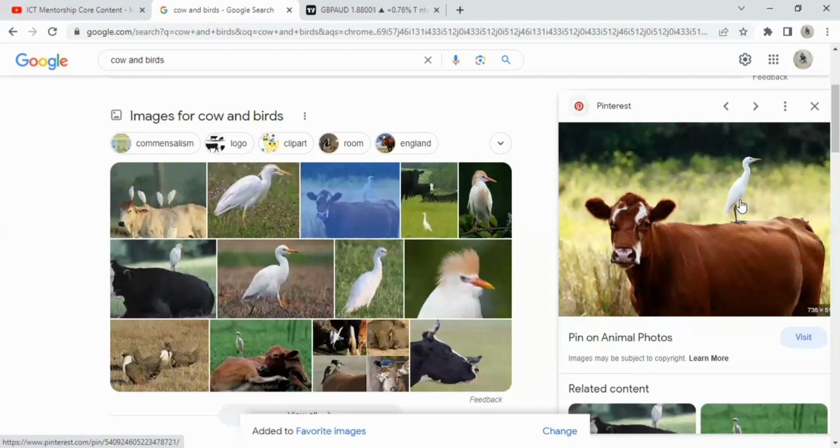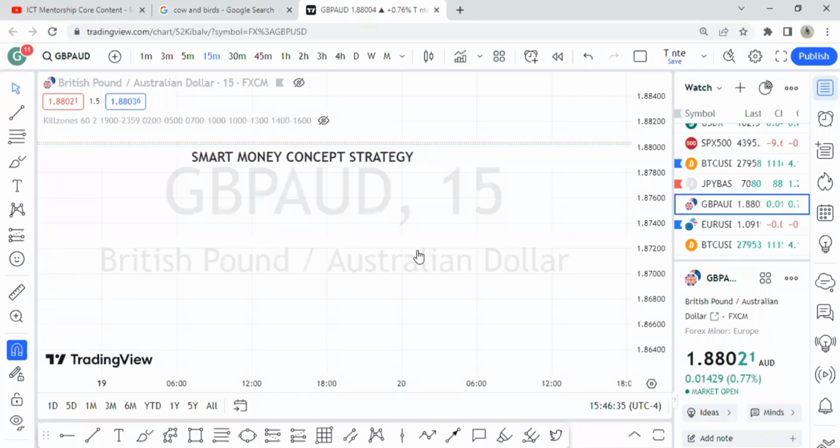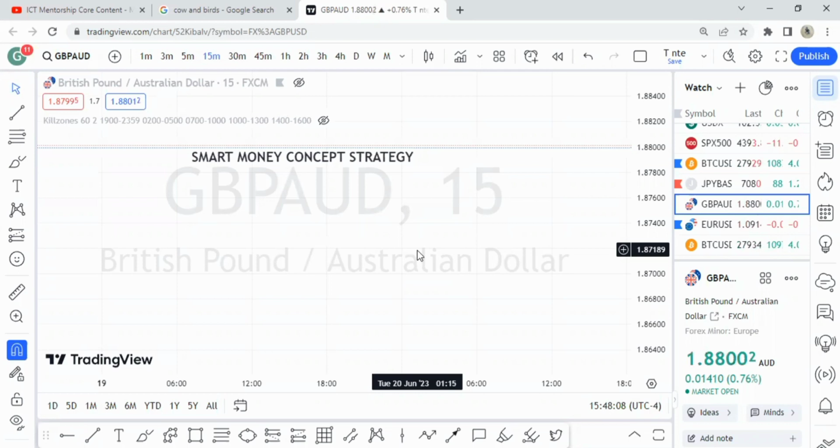For this bird to actually survive, the best thing it can do is to perch on the back of the cow. So as the cow is moving, it's moving alongside the cow, right? That is how you should see smart money concepts. It is a strategy that shows you the footprint of the banks and what they are likely going to do, and then you follow what smart money is doing. You want to be like that bird, with smart money being the big cow, or the big bull or ox. That is just a depiction of the smart money strategy.